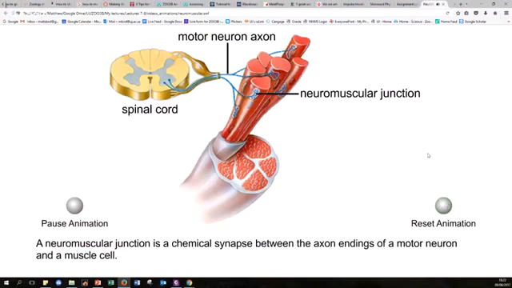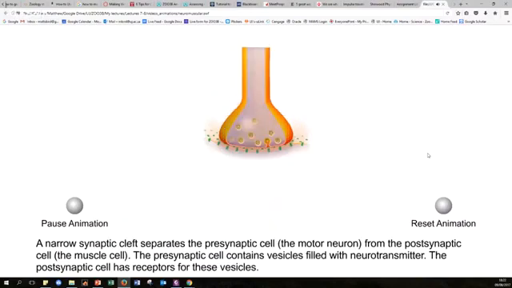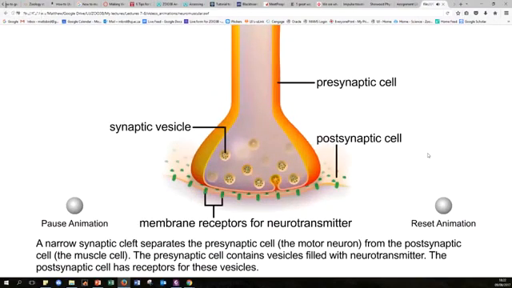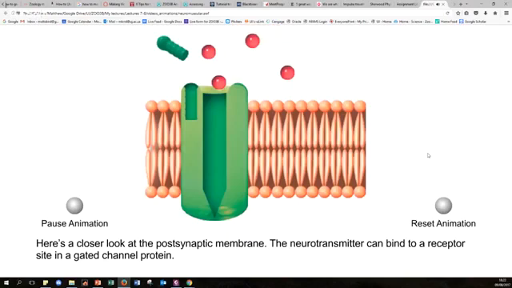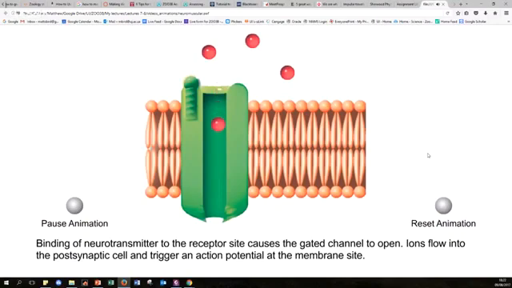A neuromuscular junction is a chemical synapse between the axon endings of a motor neuron and a muscle cell. A narrow synaptic cleft separates the presynaptic cell, the motor neuron, from the postsynaptic cell, the muscle cell. The presynaptic cell contains vesicles filled with neurotransmitter. The postsynaptic cell has receptors for these vesicles. Here's a closer look at the postsynaptic membrane. The neurotransmitter can bind to a receptor site in a gated channel protein. Binding of neurotransmitter to the receptor site causes the gated channel to open. Ions flow into the postsynaptic cell and trigger an action potential at the membrane site.